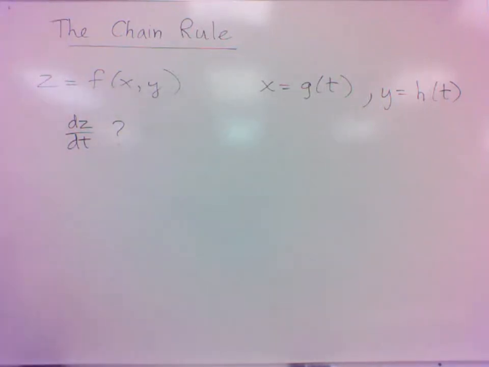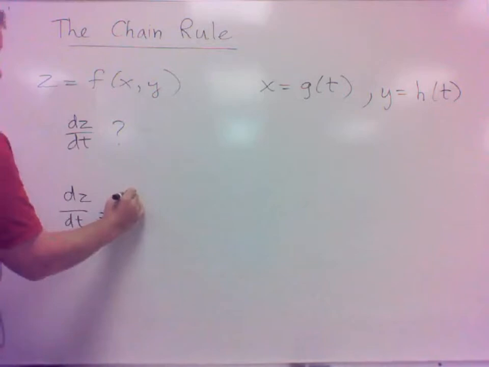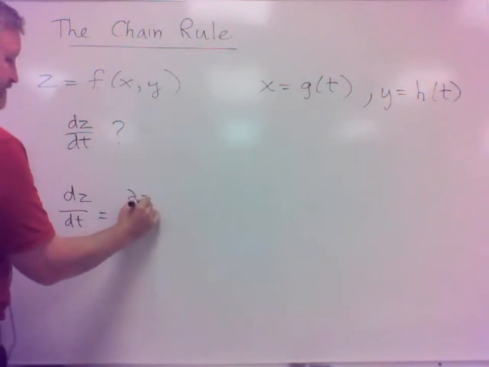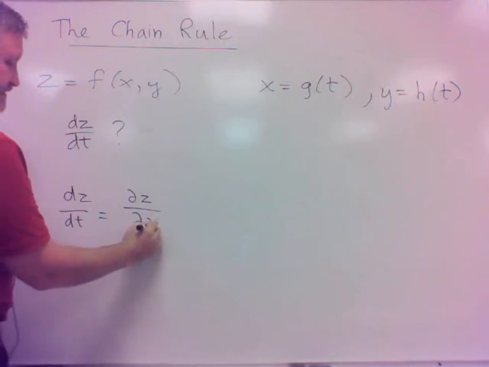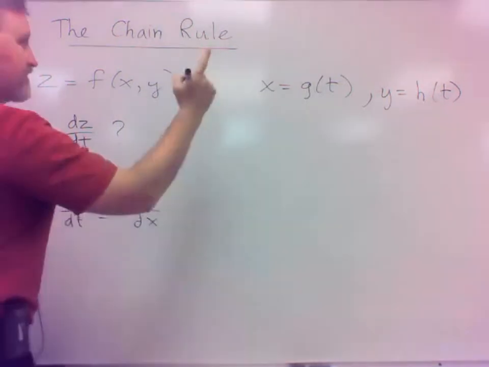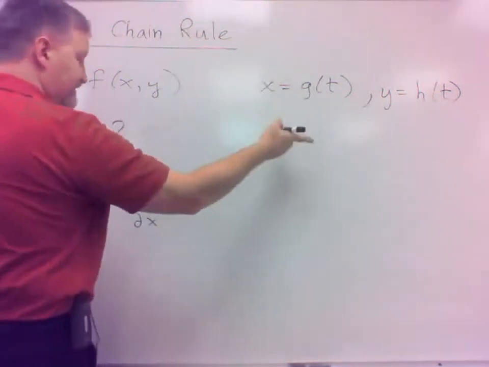Well, it turns out that this dz/dt, and the book goes into how you prove this using basically the definition of derivatives or partial derivatives, turns out dz/dt is, well, you do the partial derivative of z, this function, with respect to x, and multiply that by then the derivative of x with respect to t.